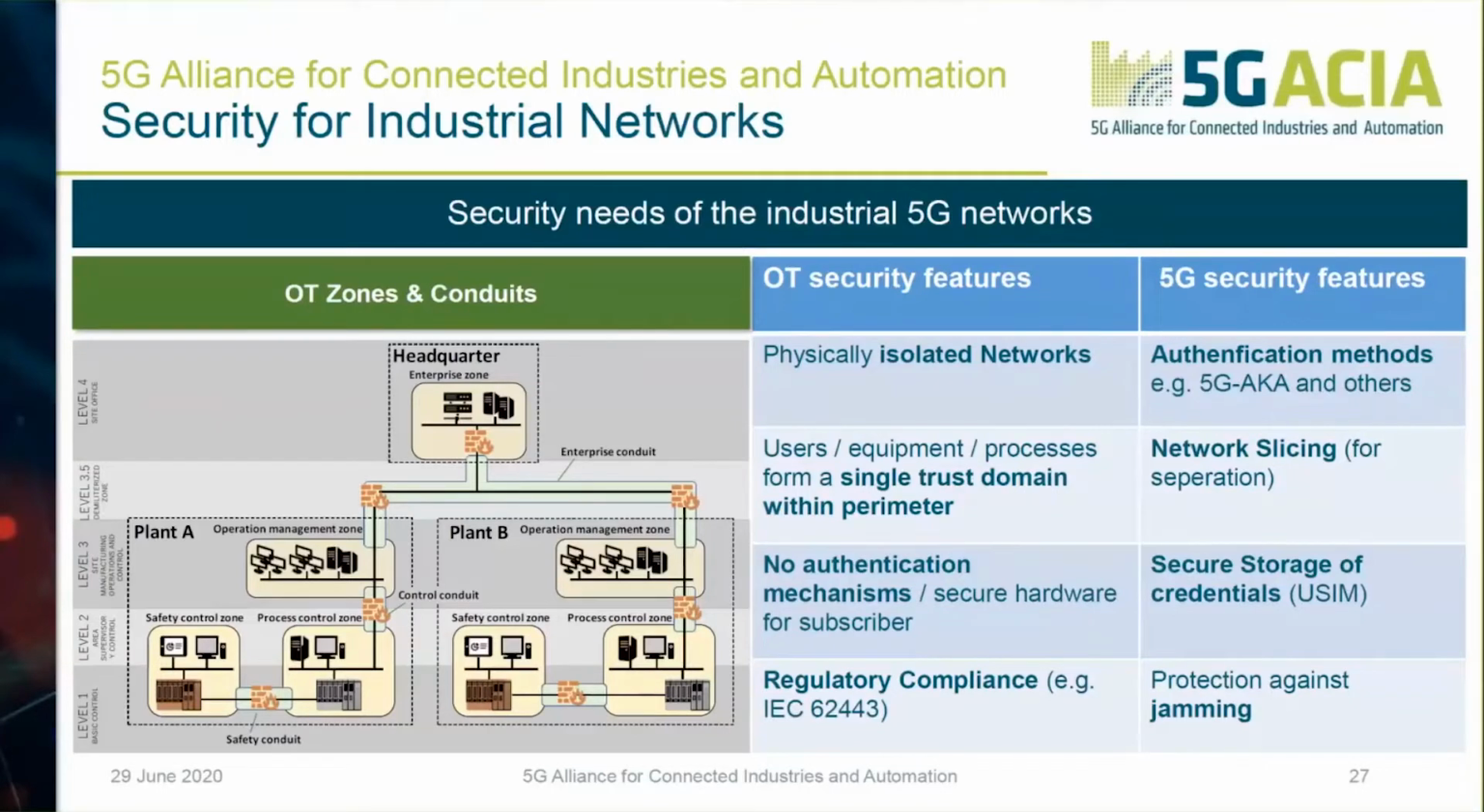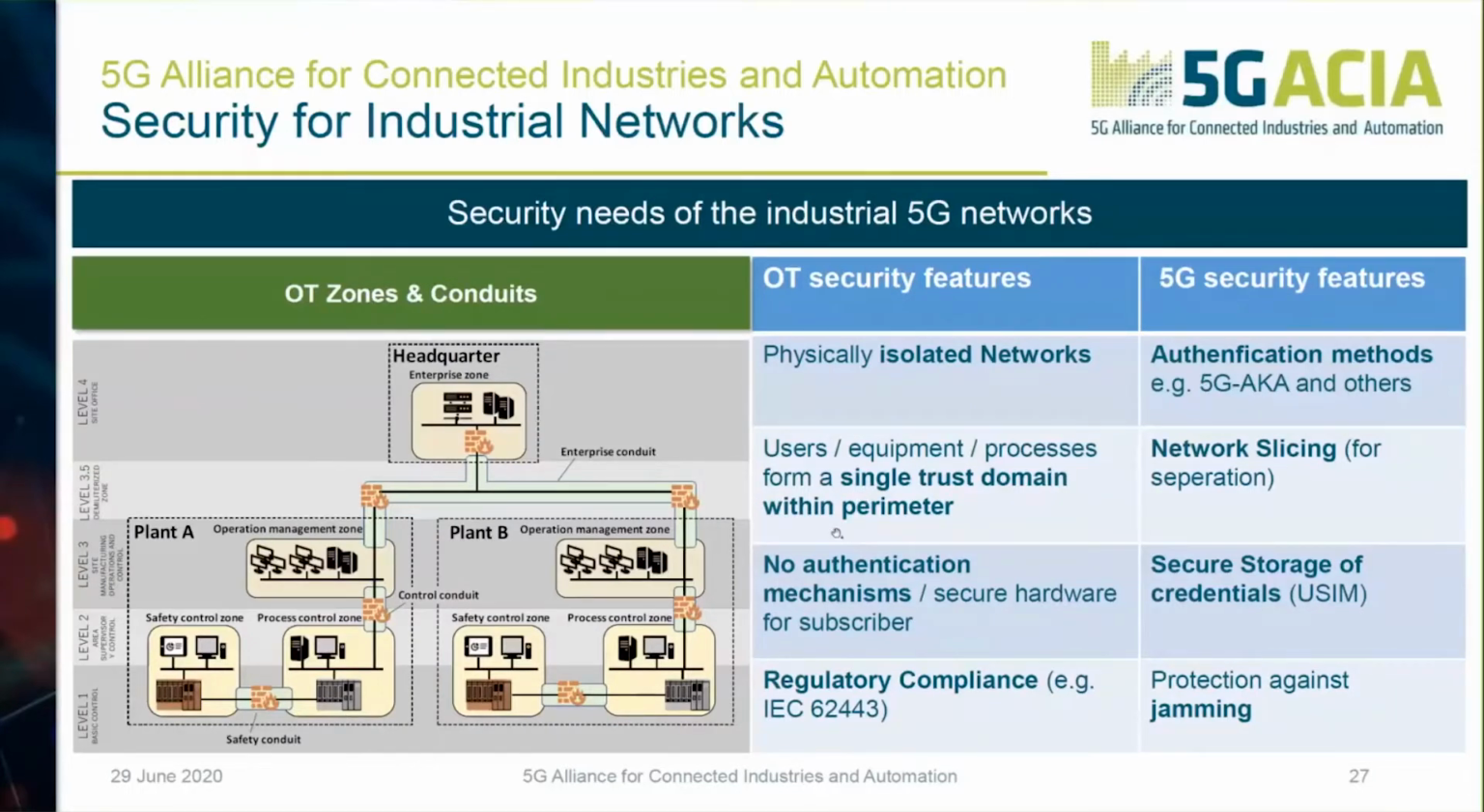And the security architecture might change depending on the deployment. Whereas in 5G, on top, it's the same. There are authentication methods. You can use slicing for separation. And there is something very specific to cellular, the SIM, which is storage of a credential. And then you can do protection against jamming. So this is about how security can be dealt with in industrial 5G.